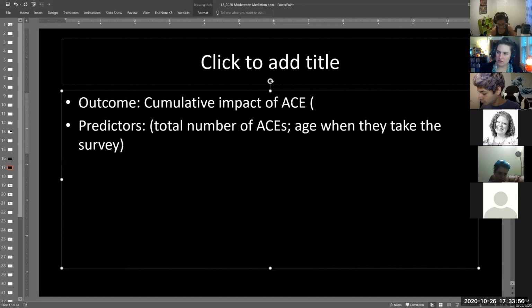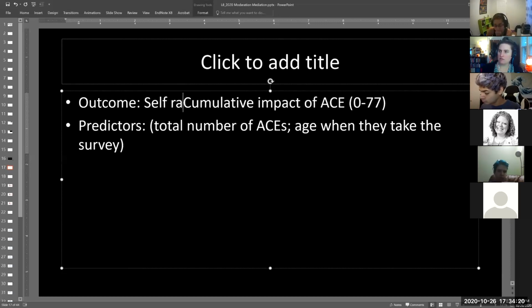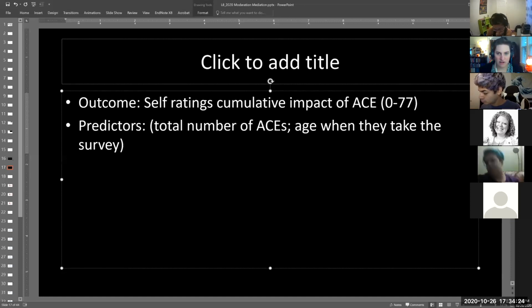So 0 would be no impact. Oh, so they rate how this impacted your life. Yes. Gotcha, for each specific ACE. And it ranges pretty highly, doesn't it? Didn't it go up to like 50? Or was it 22? I think the highest was like 77 or something like that. Okay. So this is self ratings of how these childhood experiences have affected you.